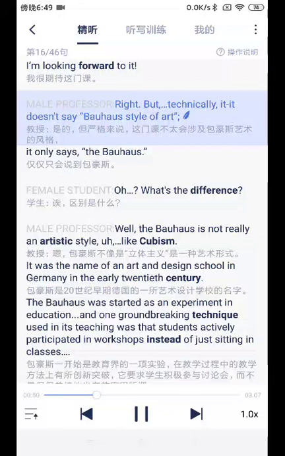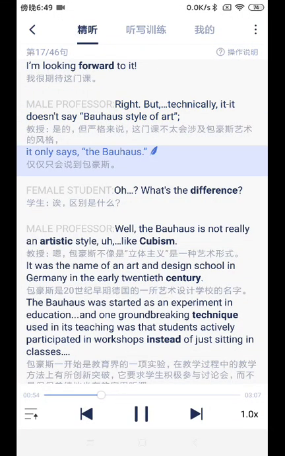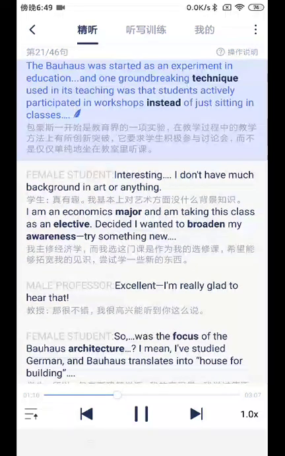Right, but technically it doesn't say Bauhaus style of art. It only says the Bauhaus. Oh, what's the difference? Well, the Bauhaus is not really an artistic style, like Cubism. It was the name of an art and design school in Germany in the early 20th century. The Bauhaus was started as an experiment in education, and one groundbreaking technique used in its teaching was that students actively participated in workshops instead of just sitting in classes.